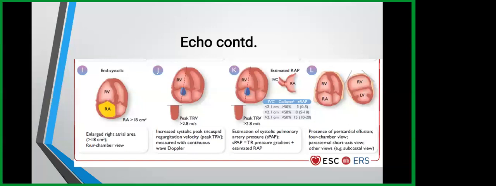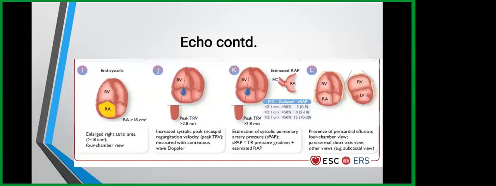If the IVC is dilated more than 2.1 centimeters and the collapsibility is more than 50%, which is adequate, it is estimated to be 5 to 10 millimeters of mercury, average of 8. If it's still dilated and also poorly collapsible, the right atrial pressure is estimated to be 15.